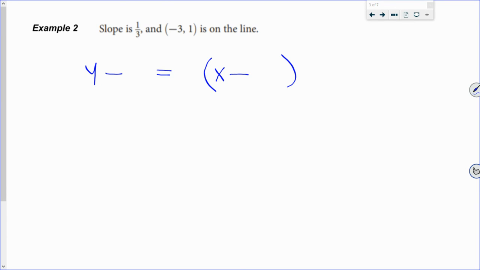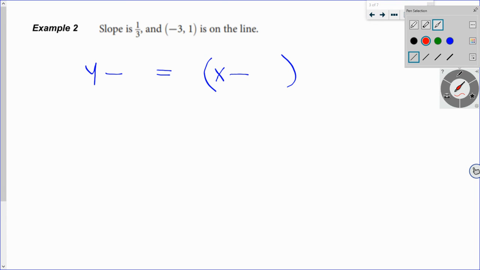Okay, when I work this problem, what I do, and don't pack up yet, we're not done. What I do is I write down the equation, and I leave places to put the pieces in. Okay? I would write that down each time when I'm going to use the point slope form. And then I would put those pieces in. So the pieces I need to put in is my slope, which is 1/3, and my x, which is -3, my y, which is 1.